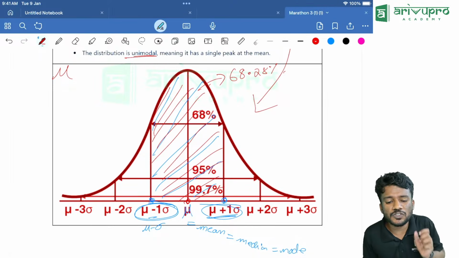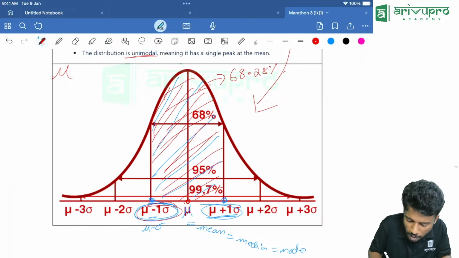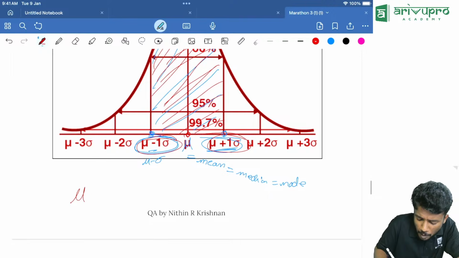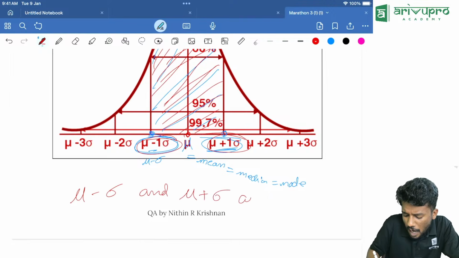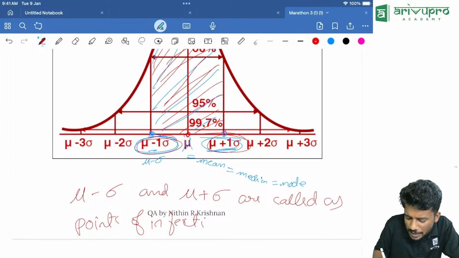So this exact value of 68 is nothing but 68.28%. 68.28% of the area is in between what and what? Mu minus sigma and mu plus sigma. Now, people, this mu minus sigma and mu plus sigma are called as points of inflection.